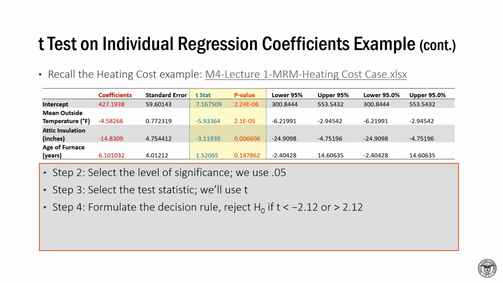Based on a t-table, the critical value of t with a significance level of 0.05 and degrees of freedom of 17, which is calculated as 20 minus 3, can be found to be 2.12. Thus, we can reject the null hypothesis if t is less than -2.12 or larger than 2.12. We can also compare the p-value with the significance level to conduct the t-test.